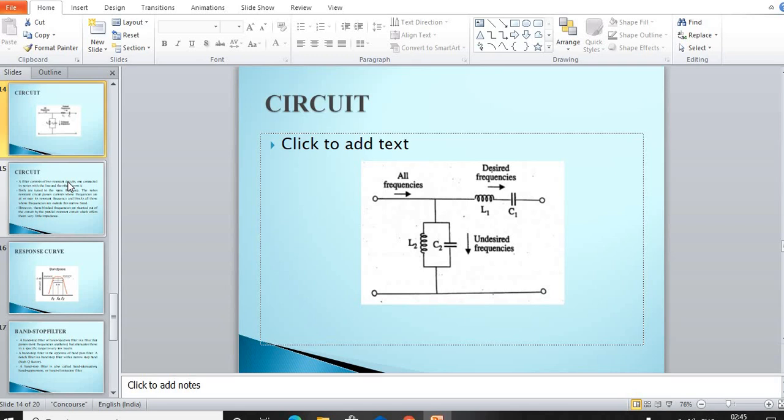The circuit for band pass filter is shown in the figure. Here both inductance and capacitance are in the upper portion and they are connected in series. This will allow the desired frequencies, and in the lower portion we are having a parallel connection of both inductance and capacitance. This will not allow the desired frequency.